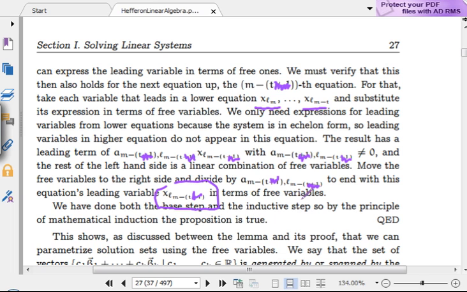And we've expressed this in terms of free variables. So we've done the base step and the inductive step. So by the principle of mathematical induction, the proposition is true, and we finished the proof. So you can breathe a sigh of relief, and I suggest you go back over this proof again, read it yourself, watch the video again, and eventually you'll get the idea.